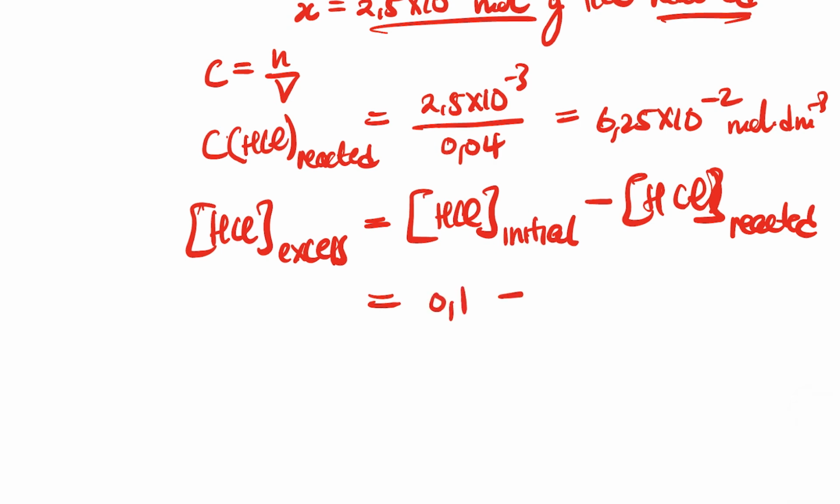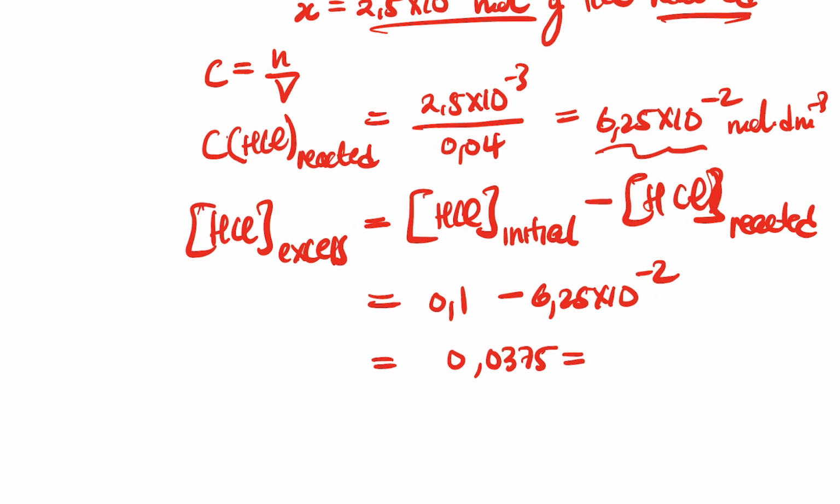So the 0.1 we minus the what? The 6.25. 6.25 times 10 to the power negative 2, that was the reacted, and it gives us the amount. When you punch that in the calculator, it gives you 0.0375, which is 3.75 times 10 to the power negative 2 mole per dm3.